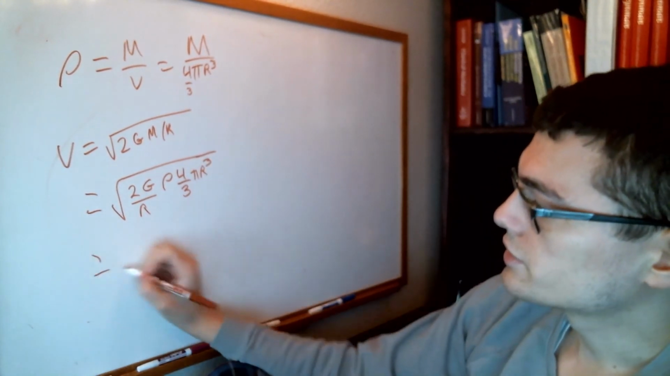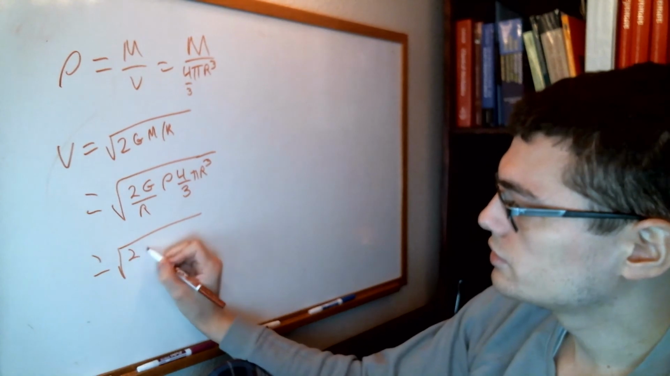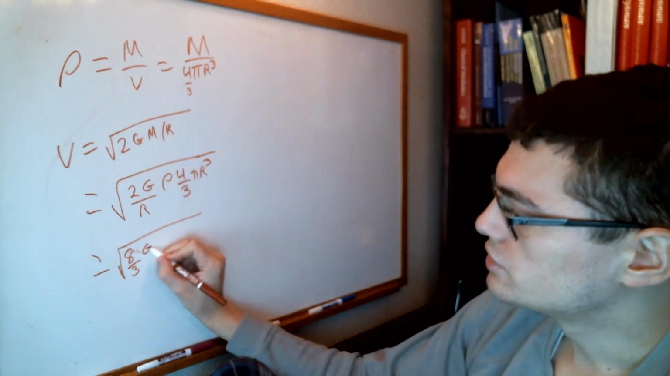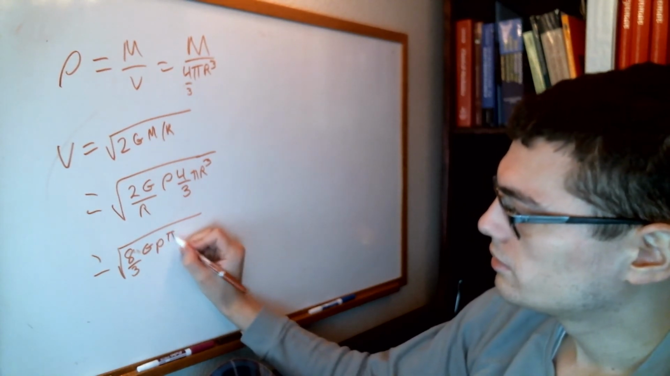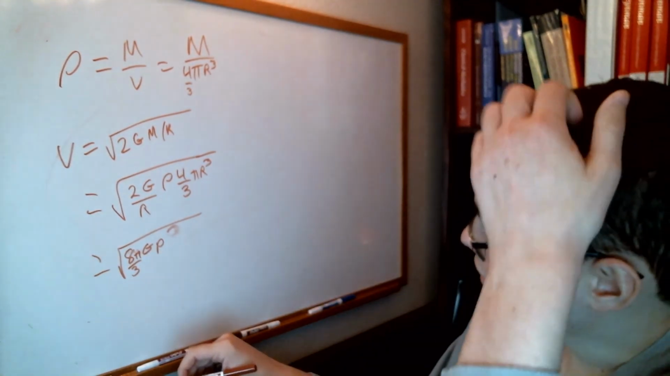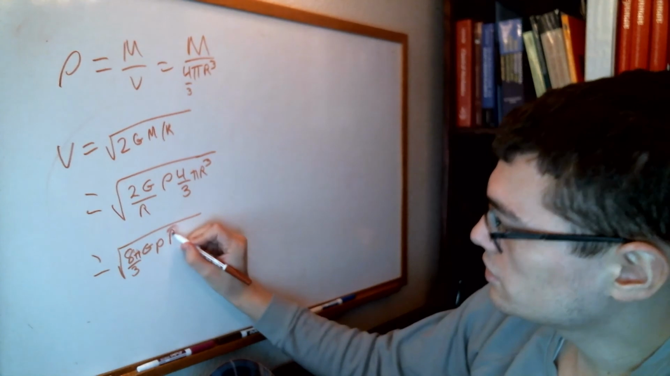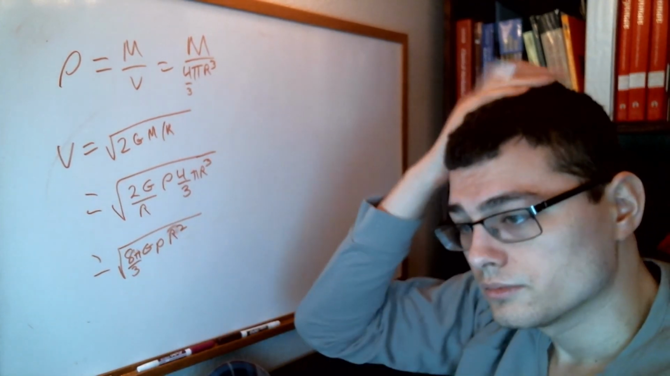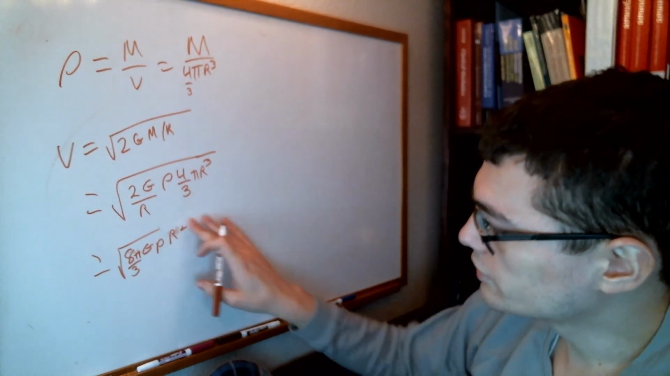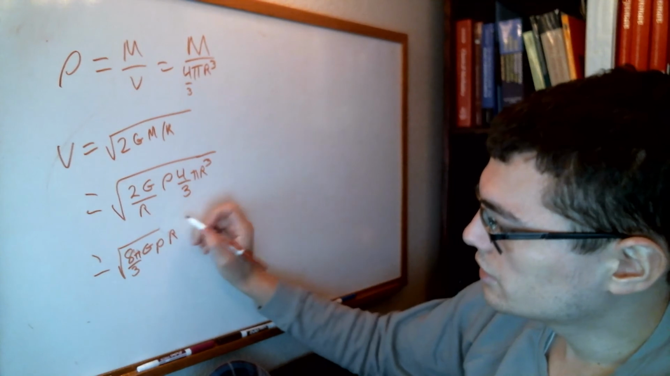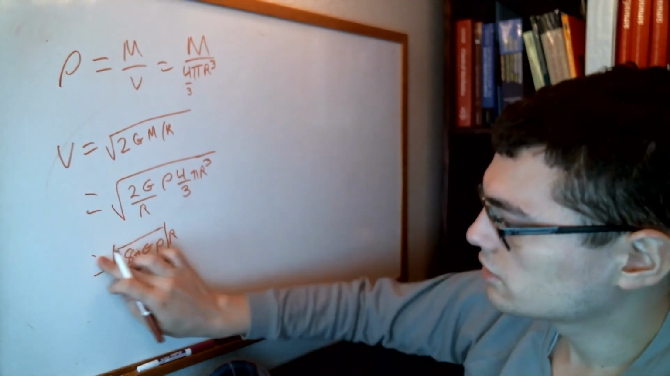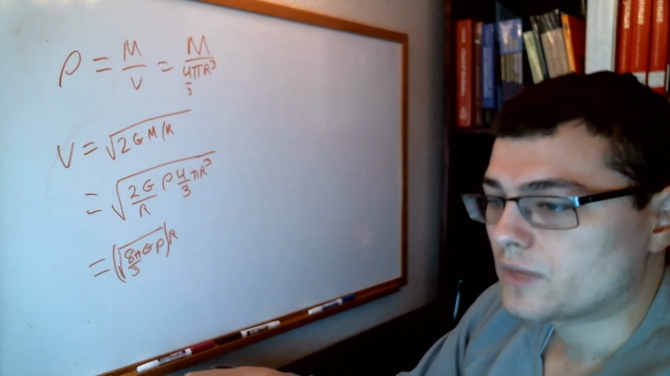Simplifying this equation, we get 8/3 G rho pi, and I'm just going to put the pi next to the 8 pi. Then one of our r's cancels, so we get r squared here. Since this is a square, we can take it out of the square root, and we just get that this is times r. And so there you go.